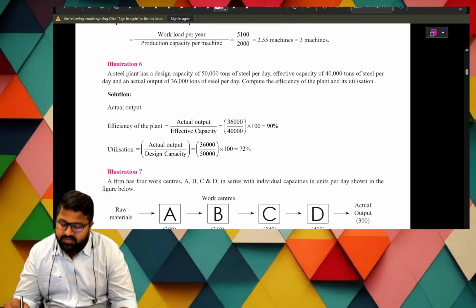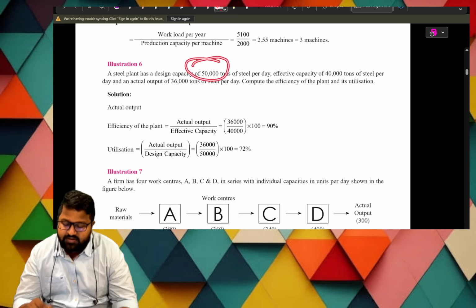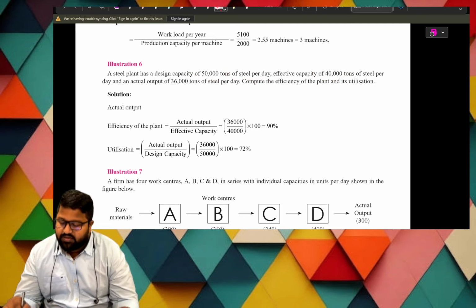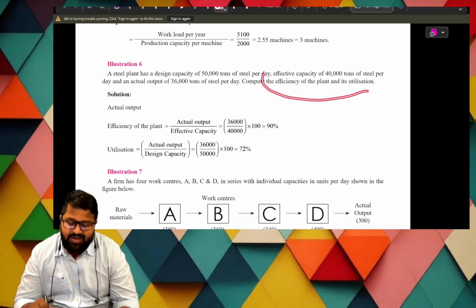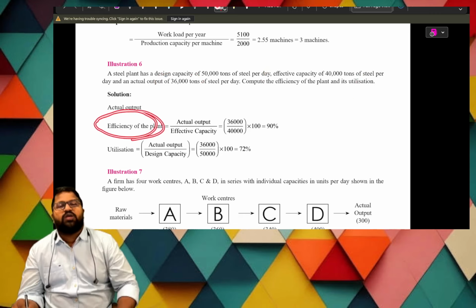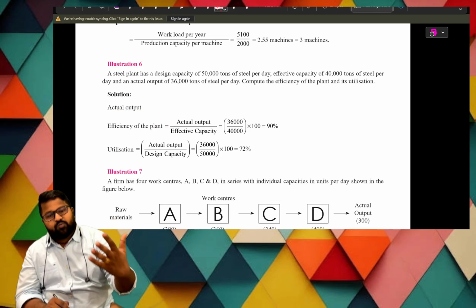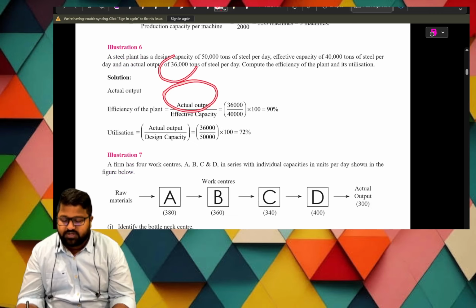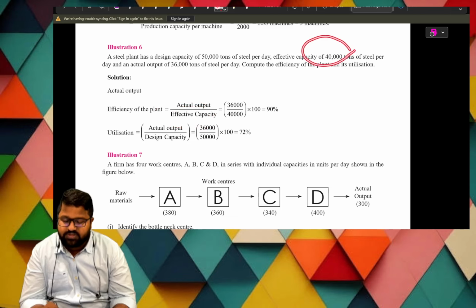Here, the steel plant has a design capacity of 500 tons of steel per day. The effective capacity is 400 tons per day and the actual output is 360 tons per day. Compute the efficiency of the plant and its utilization. First, the efficiency of the plant is nothing but actual output by effective capacity. What is the actual output? How much output did we get? And what is the effective capacity, sir? It is given.